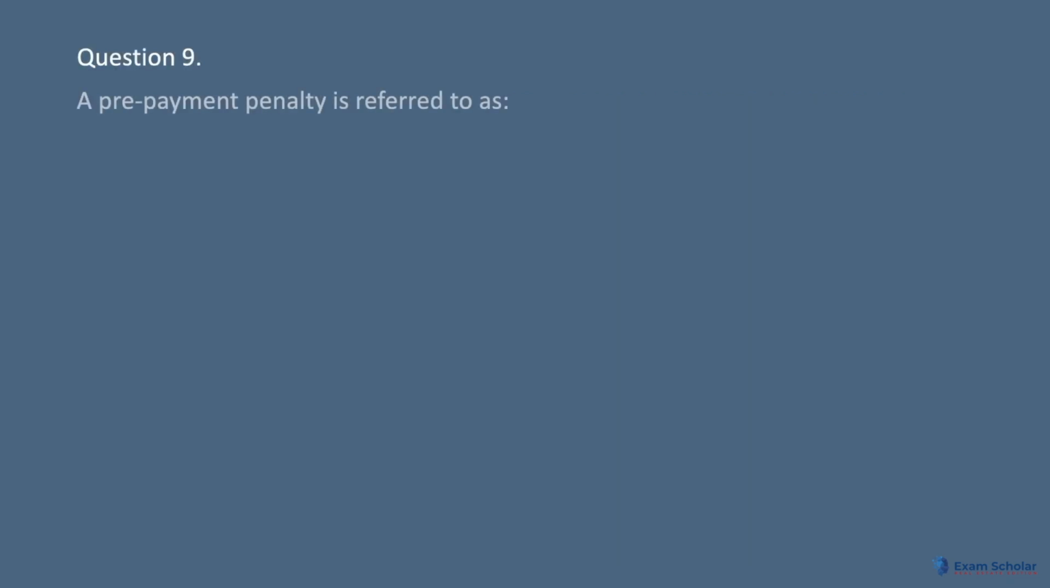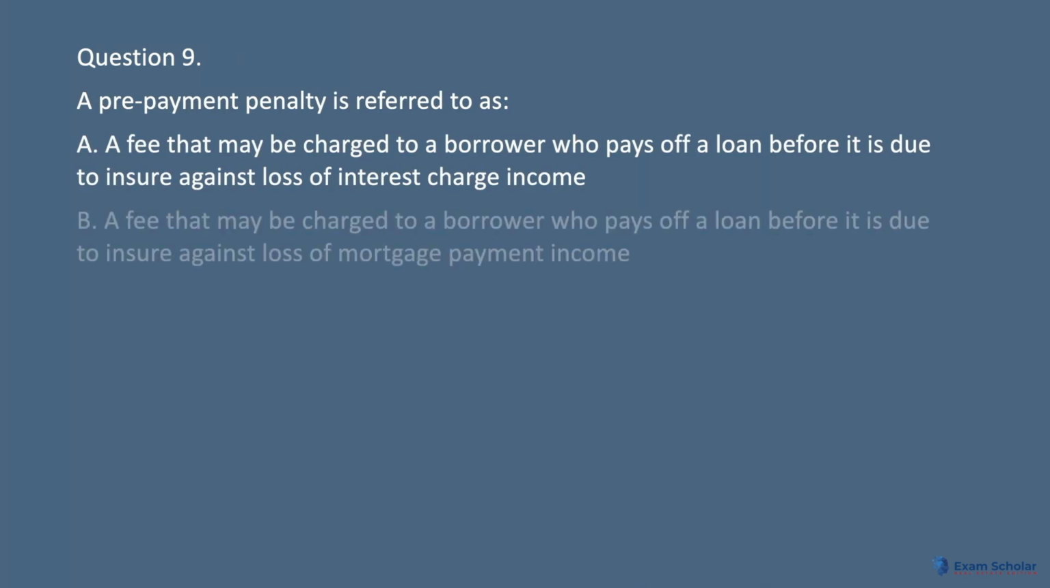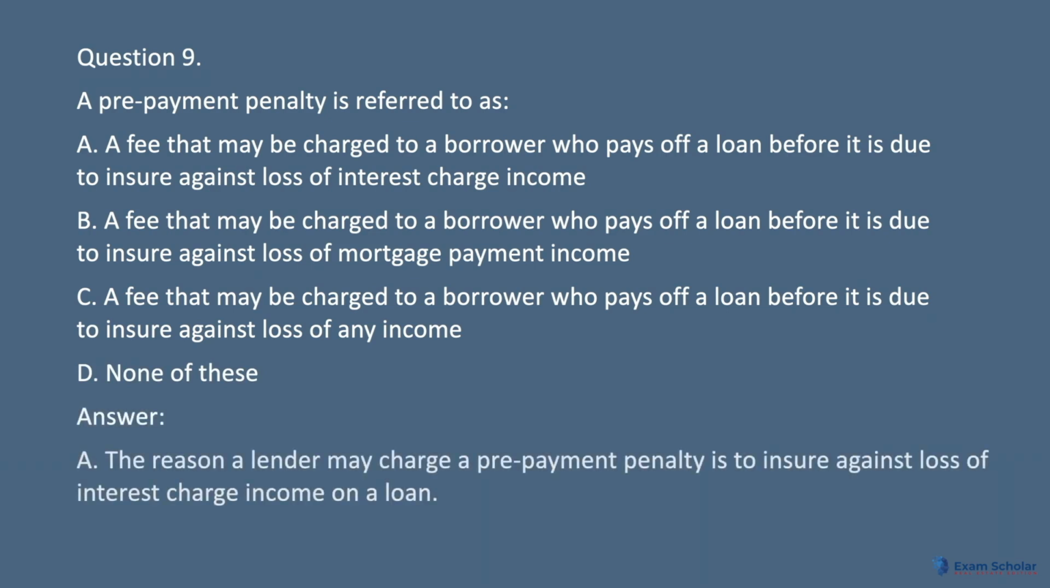Question 9. A prepayment penalty is referred to as A. A fee that may be charged to a borrower who pays off a loan before it is due to insure against loss of interest charge income. B. A fee that may be charged to a borrower who pays off a loan before it is due to insure against loss of mortgage payment income. C. A fee that may be charged to a borrower who pays off a loan before it is due to insure against loss of any income. D. None of these. Answer: A.